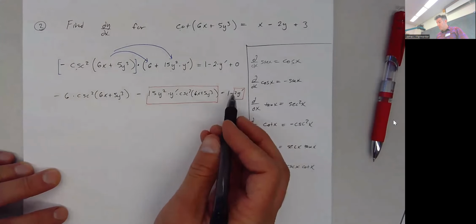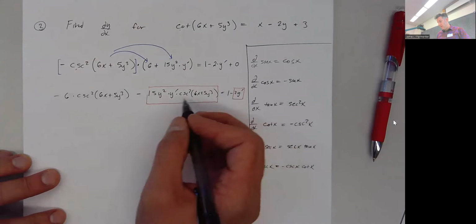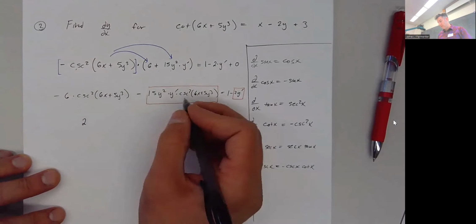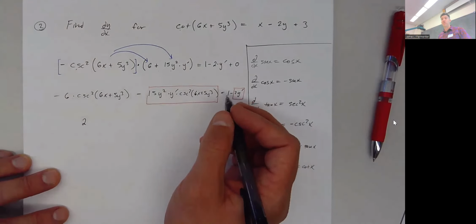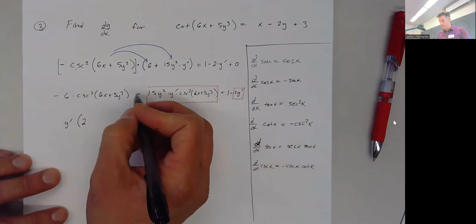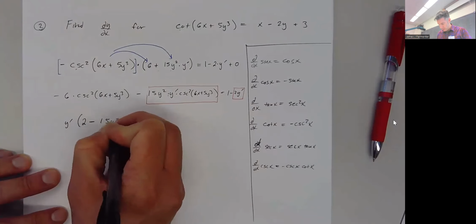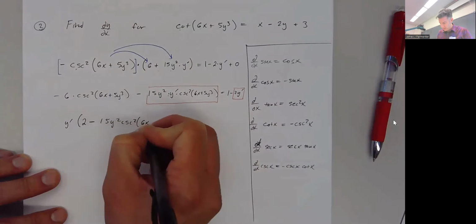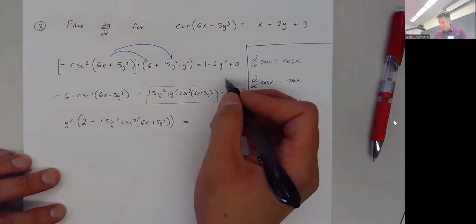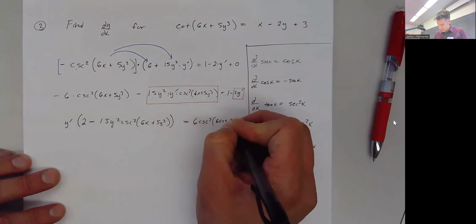So let's do two things at once. I'm going to add 2y prime. I'm going to bring that over there. And then from the two things in red, the positive 2y prime and the minus 15y squared cosecant squared, I'm going to factor out the y prime as well, so I don't have to write it twice. I've got my y prime times positive 2 on the left, and my y prime times all of this here. So minus 15y squared cosecant squared of 6x plus 5y cubed. Equal to, add that over to the other side. We get positive 6 cosecant squared of 6x plus 5y cubed plus 1.